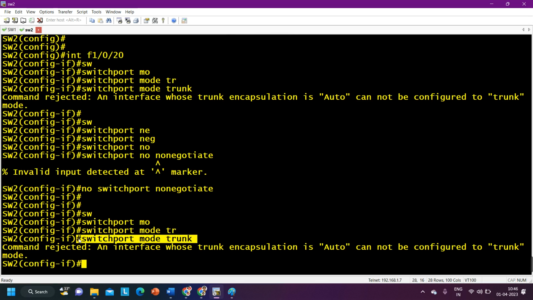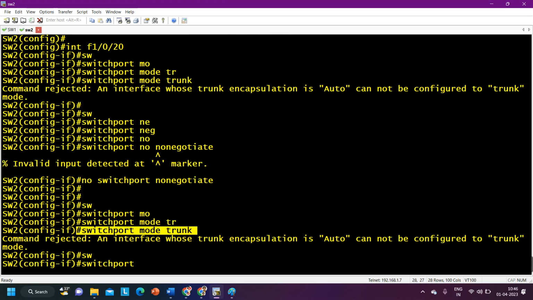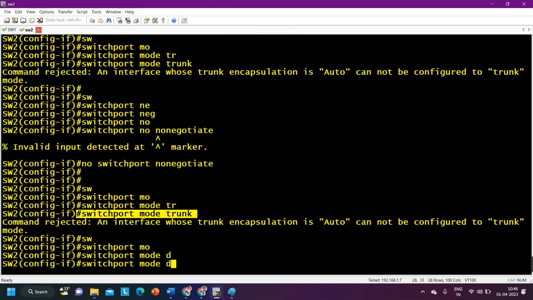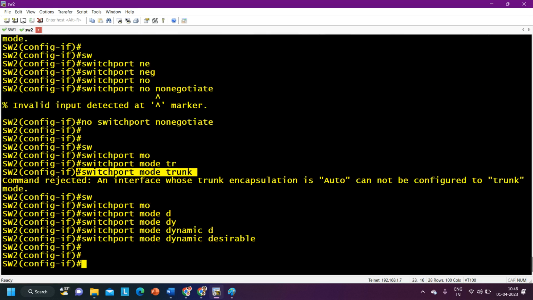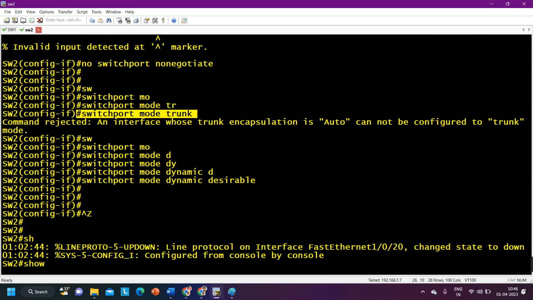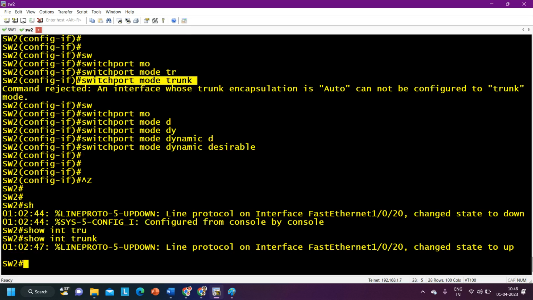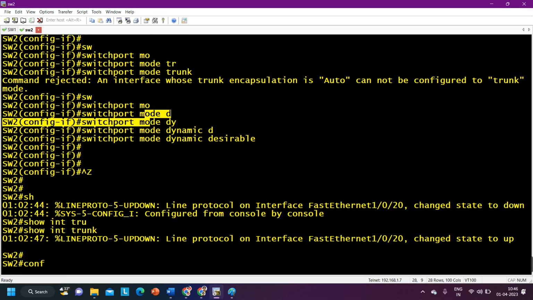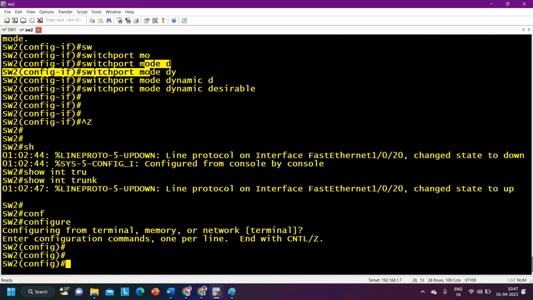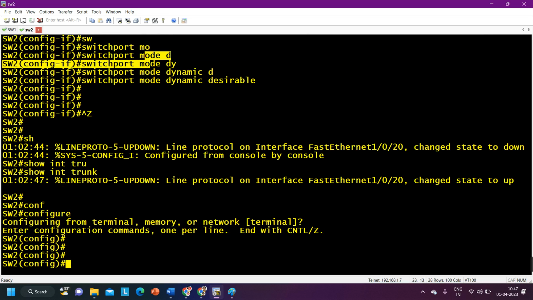Here you want to configure trunk, so you can configure the administrative mode as dynamic desirable. Switchport mode dynamic desirable, yes. And show interface trunk, still you can see trunk is not there because on switch 1 you have disabled trunking negotiation, so it is not going to negotiate with switch 1, right? So here also, if you are configuring static trunking on both switches, you have to run the switchport mode trunk command.